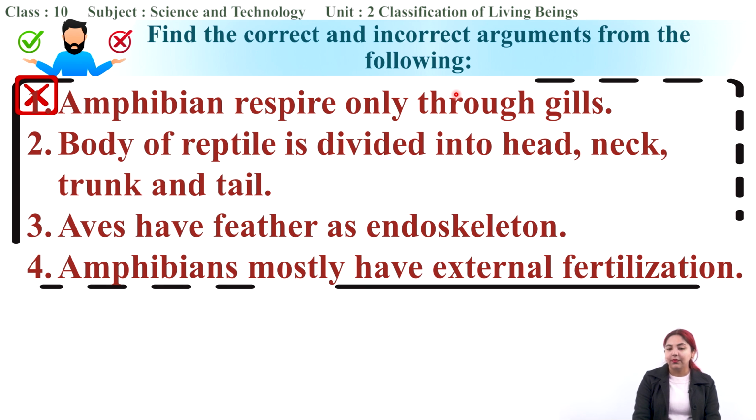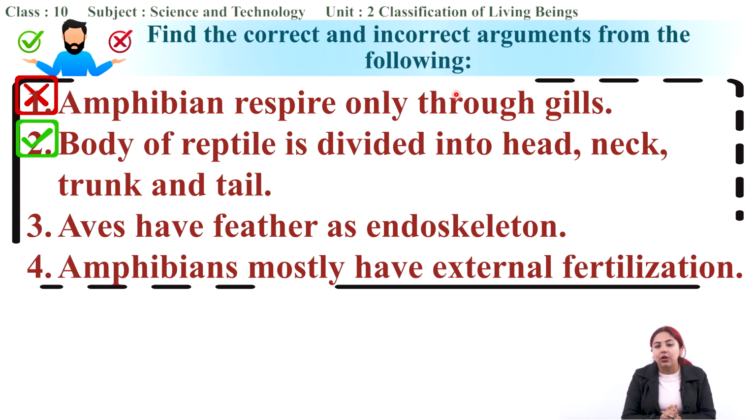Yes, it's correct, because we have seen examples of the reptiles. For example, in the case of a lizard, you can see it has a head, it has a small neck, it also has a large trunk and a long tail as well. So a reptile's body is divided into head, neck, trunk and tail. You can also see this in your house in the case of a wall lizard.